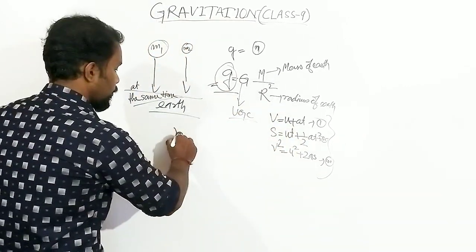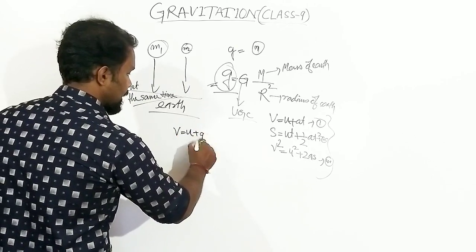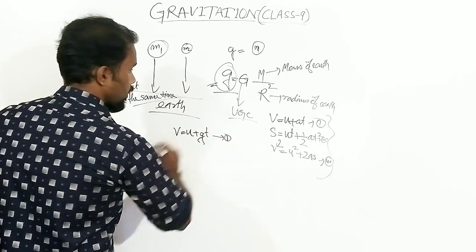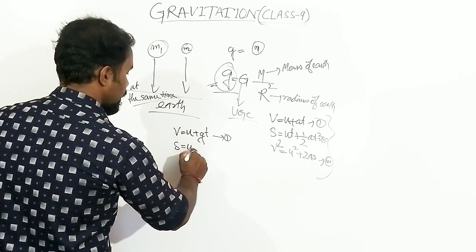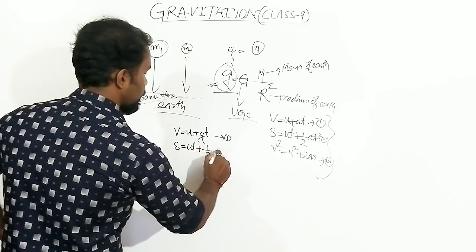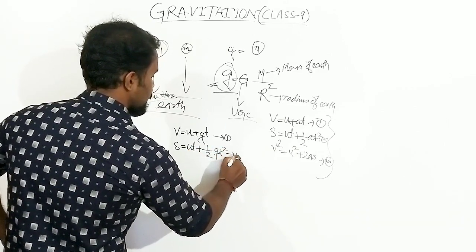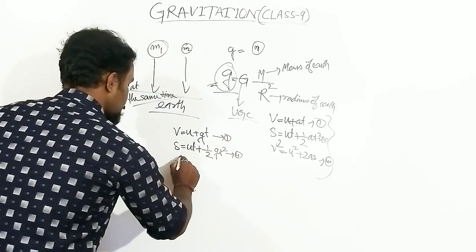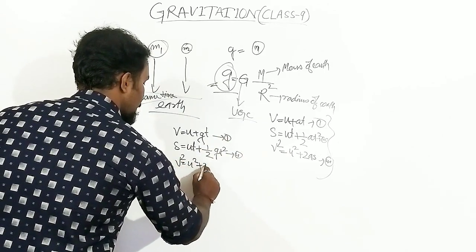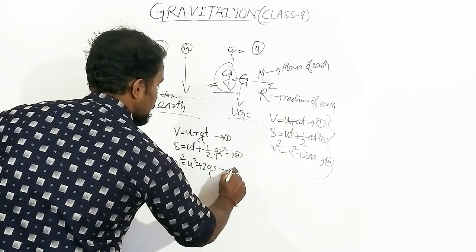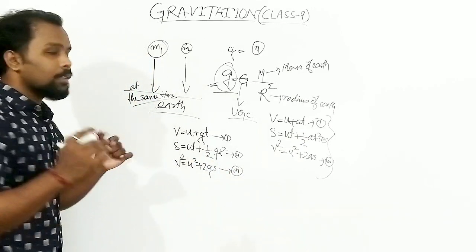The equations will be v equal to u plus at, equation 1; s equal to ut plus half of at square, second; and the third one is v square equal to u square plus twice of as. This is the third equation. Here, second conditions are there.